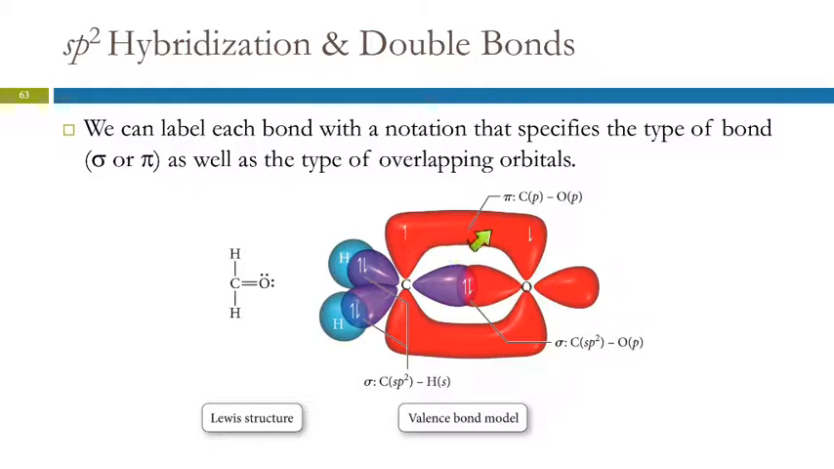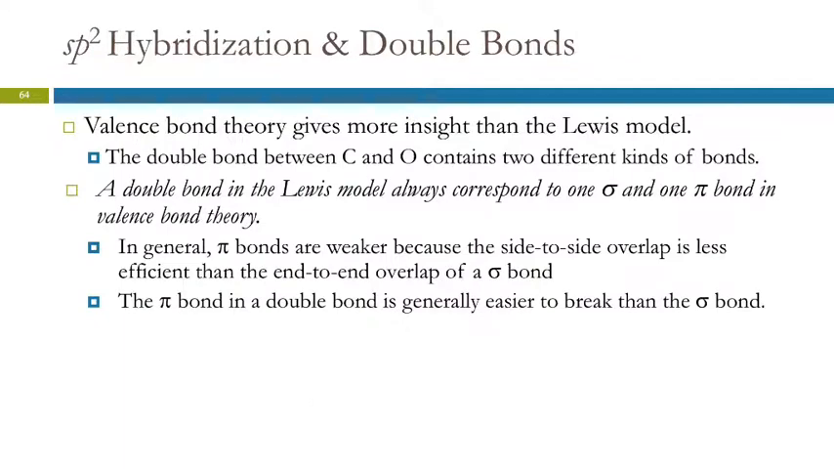This pi bond, the side-to-side overlap, is also between carbon and oxygen, but it's an unhybridized p orbital on the carbon and an unhybridized p orbital on the oxygen. On the worksheet we're doing in lab today, you're going to have to label the orbitals like that. So we get more information, more insight with valence bond theory than with the Lewis model.